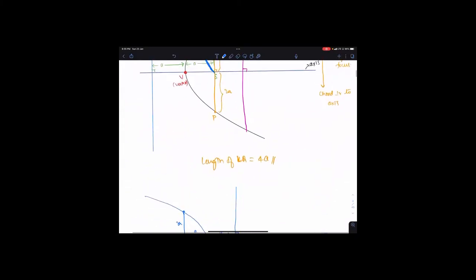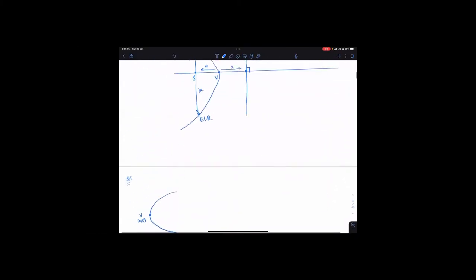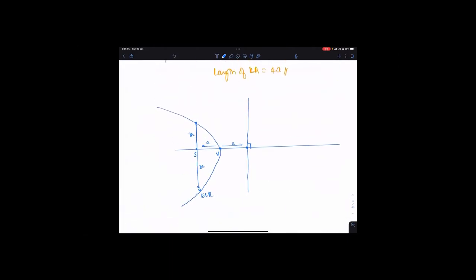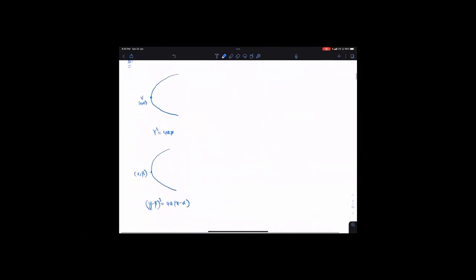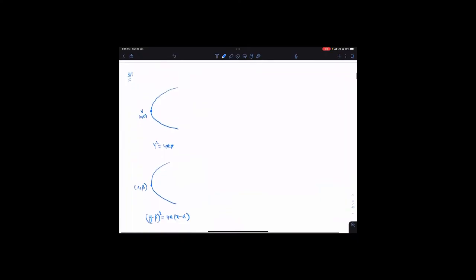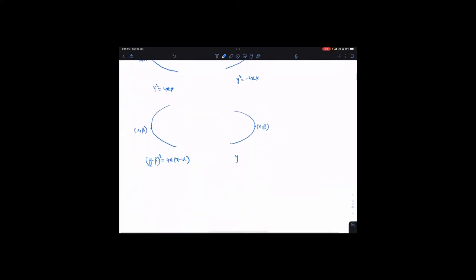The length of the latus rectum is 4a. So a is nothing but the distance between the vertex and focus. For every parabola, this distance will change the shape. Now, if it is opening left side, very simple. If the vertex is the origin, then it is y square equals minus 4ax. If the vertex is alpha beta, then again replace y by y minus beta whole square equals minus 4a into x minus alpha.